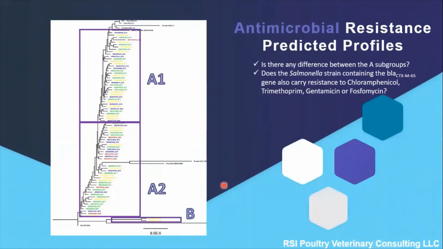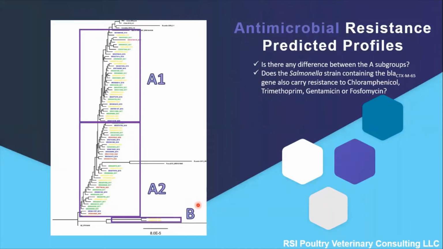We subdivided the group A into groups A1 and A2 to investigate if any difference in antimicrobial resistance is linked to the location of the isolate in the phylogenetic tree, and if the presence of the blaCTX-M-65 gene can be linked to resistance to non-beta-lactam antibiotics such as chloramphenicol, trimethoprim, gentamicin, or fosfomycin.